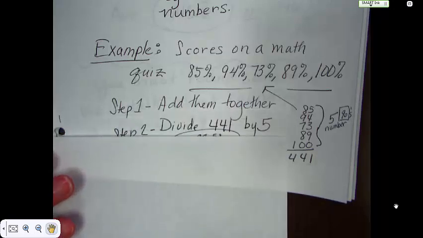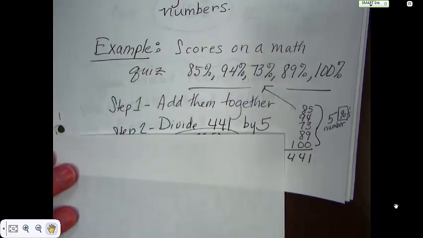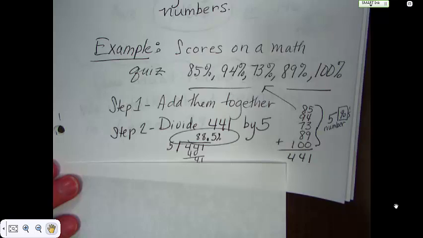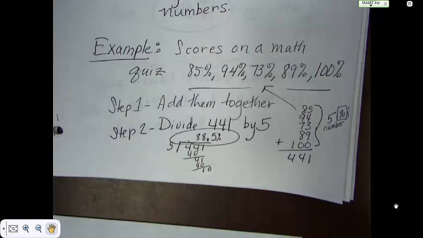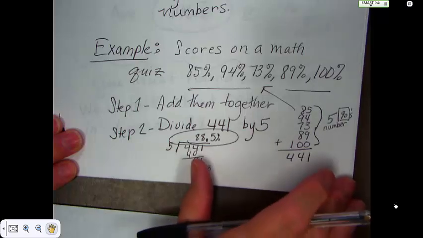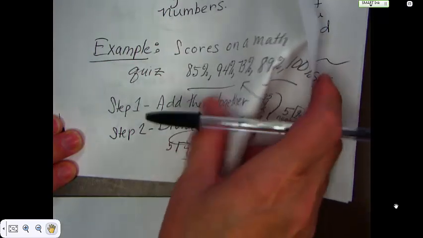Once you've added them together, you're going to divide 441 by 5. And when you do that, you get 88.5%. Now, most of us know that the teachers will round that up to 89. And when we talk about rounding, we would also round that up to 89.